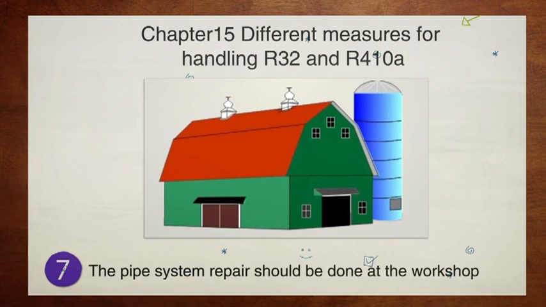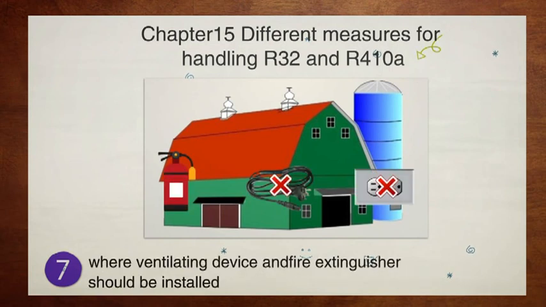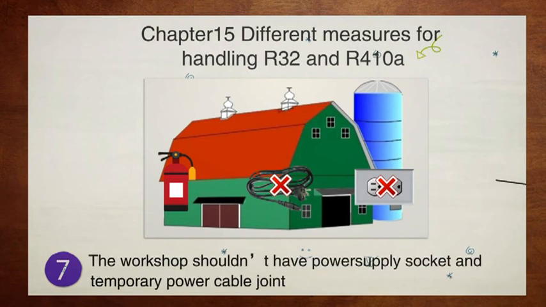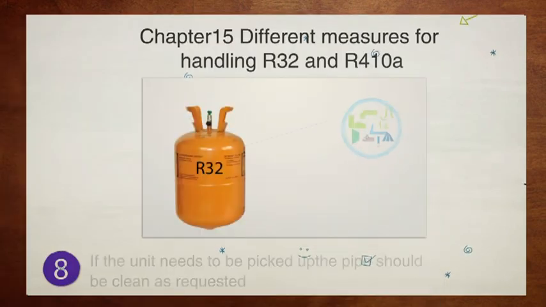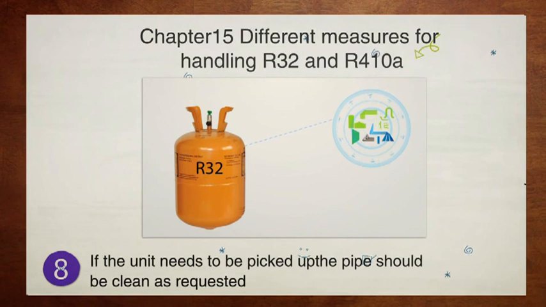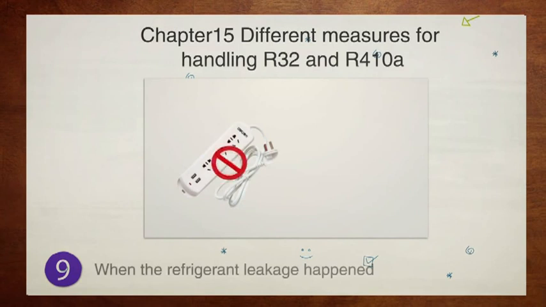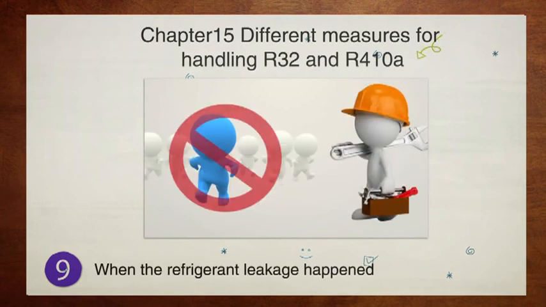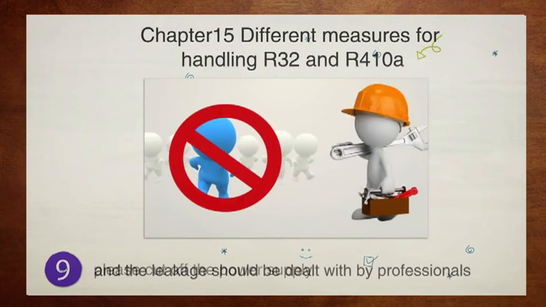Number 7. The pipe system repair should be done at the workshop, where ventilating device and fire extinguisher should be installed. The workshop shouldn't have power supply socket or temporary power cable joint. Number 8. If the unit needs to be picked up, the pipe should be cleaned as requested. Number 9. When the refrigerant leakage happens, please cut off the power supply and the leakage should be dealt with by professionals.